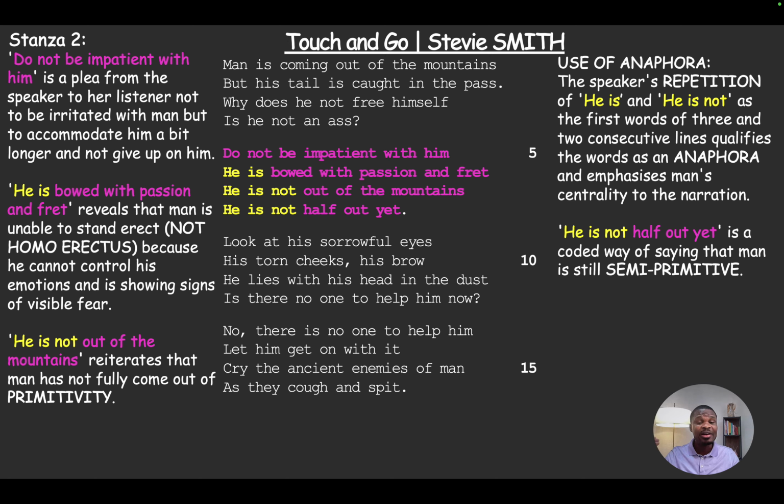Then in the final line of the stanza, we're told he is not half of it yet. So this is a coded way of saying that man is still semi-primitive. And this motif or this idea is something that we are going to see multiple times. So he's not half out of it yet. I think this voice here is a bit more pessimistic, because when he says it's not half of it, it means there's more of man in primitive living than in the enlightened phase.